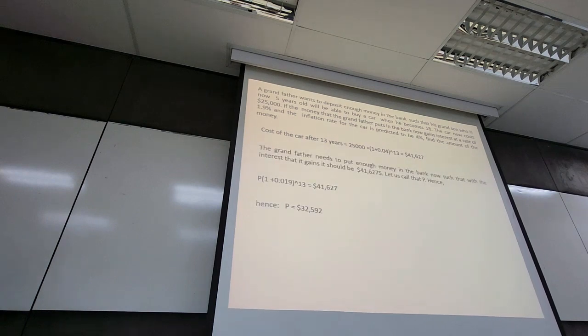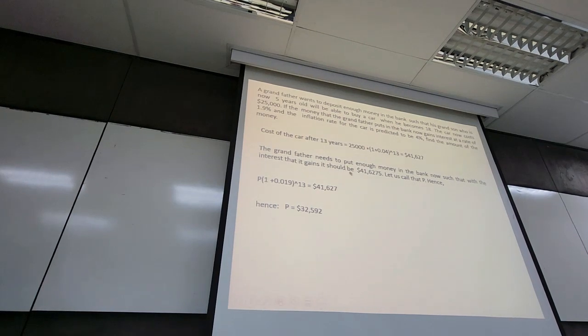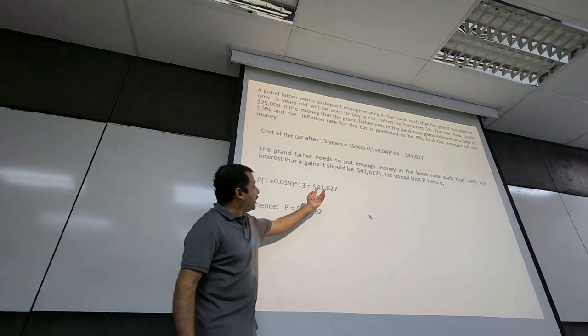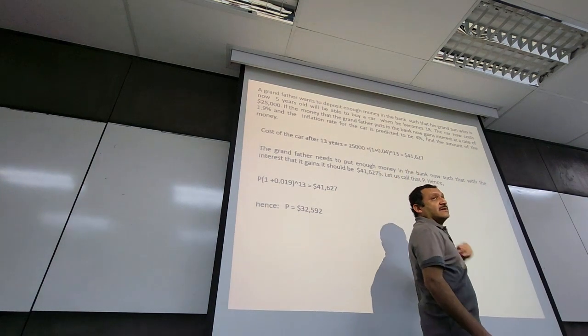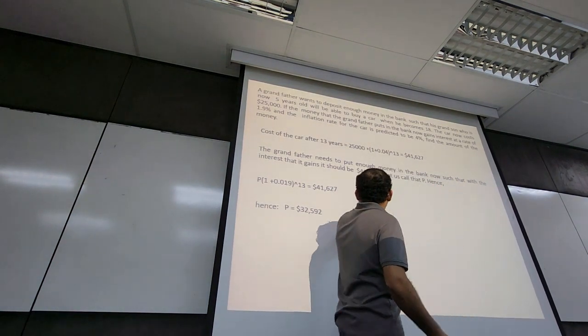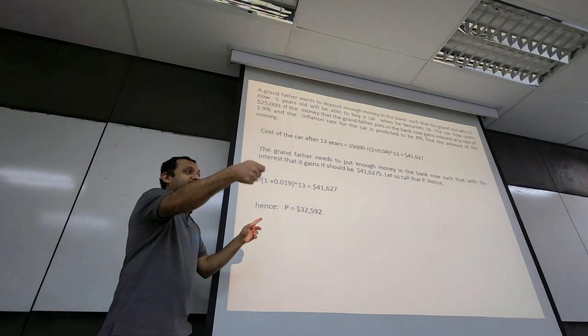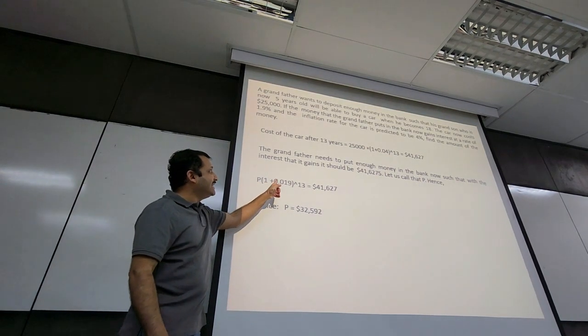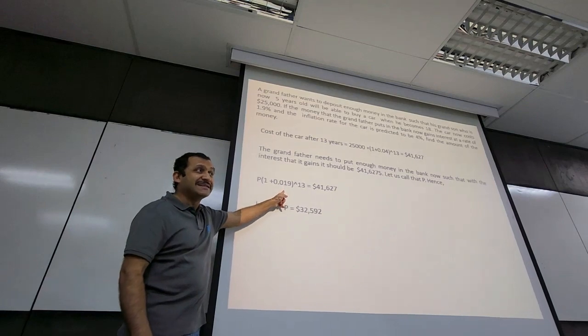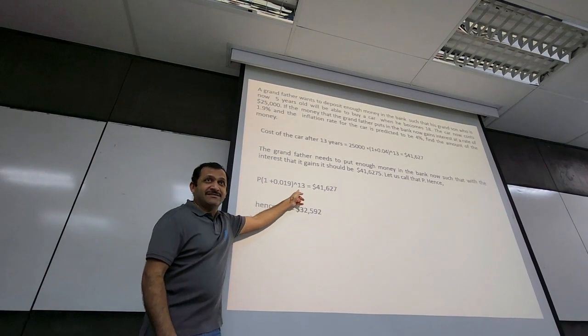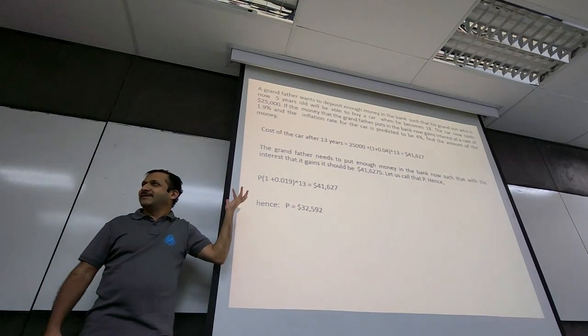Now, the grandfather needs to put enough money in the bank now such that the value gained with interest should be equal to that. Okay? So that's what we do. We equate the future value of the car to the present value that the grandfather needs to put into the bank. How much money should be put into the bank? If that money was gaining an interest of 1.9% for 13 years, that will be the break even. Are you following me? That's the break even.